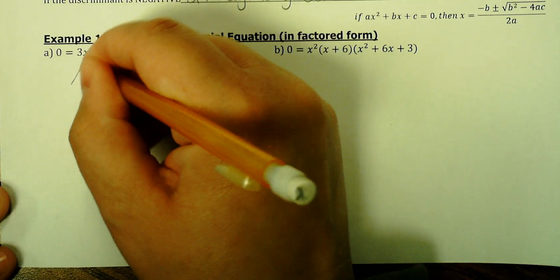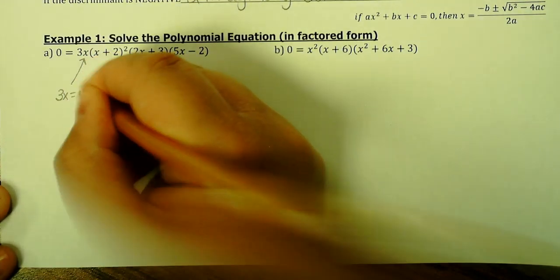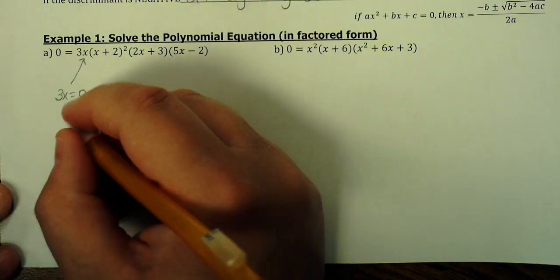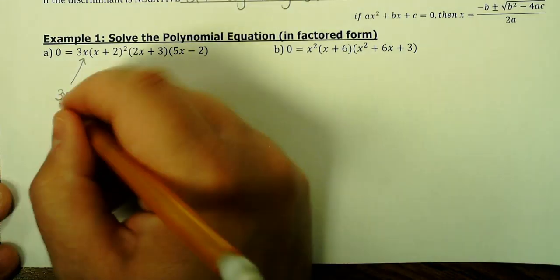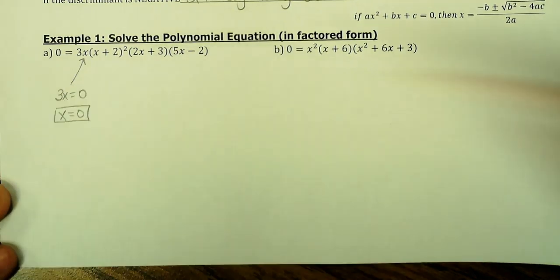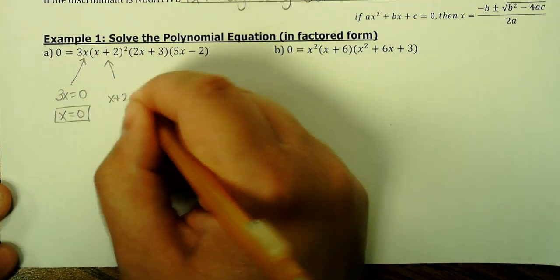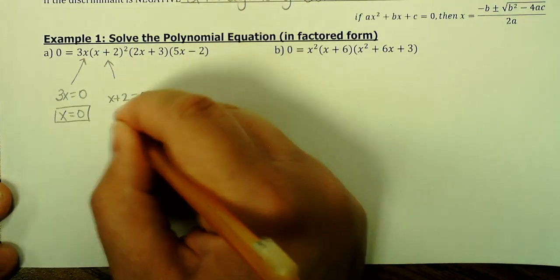So out here in front, you just set any of these equal to 0. So if I have 3x, if that was equal to 0, that's wiping the whole thing out. If you divide both sides by 3, 0 is just going to be one of your answers. If I go right here, x plus 2, subtract the 2.